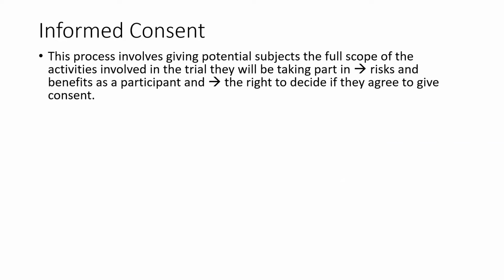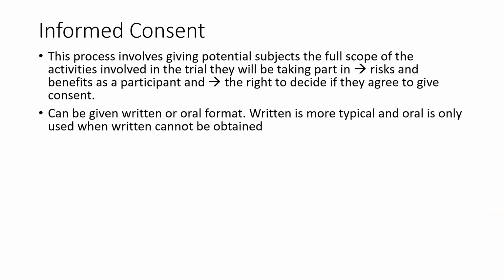So this process involves giving potential subjects a full scope of the activities involved in the trial, right? Risks, benefits as a participant, and the right to decide if they agree to give consent. It can be written or oral, right? Most of the time it's written, but the oral piece is still very important. Oral is for subjects that have an issue with reading, right? So you have to make sure to write it out. It's a very set script so that you can read it to them, right?